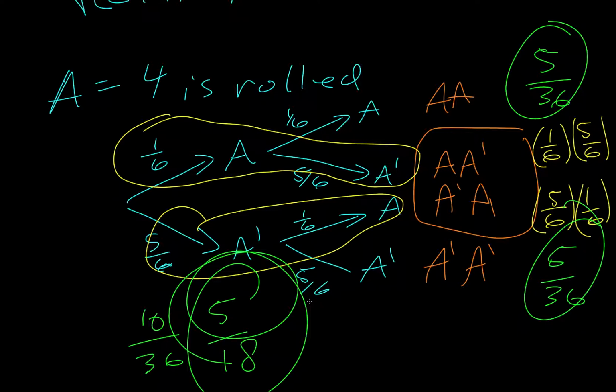So that is the probability that we'll roll exactly one 4 when we're rolling 2 dice.